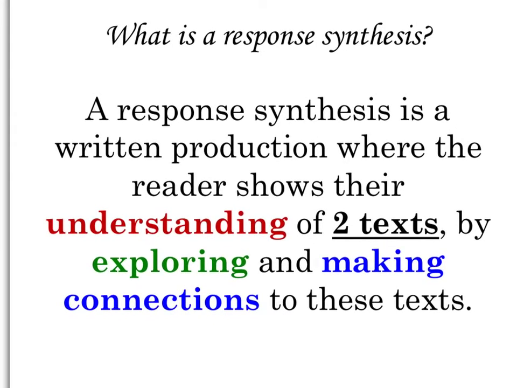It's a written production where the reader shows their understanding of two texts by exploring and making connections to these texts. Now, the number 2 here will have given you a hint to the fact that you're going to have to read another text related to the novel That Was Then, This Is Now. The other text you're going to read is a short story. It's only 4 pages, it's not that long, and you're going to explore and make connections to these two texts.